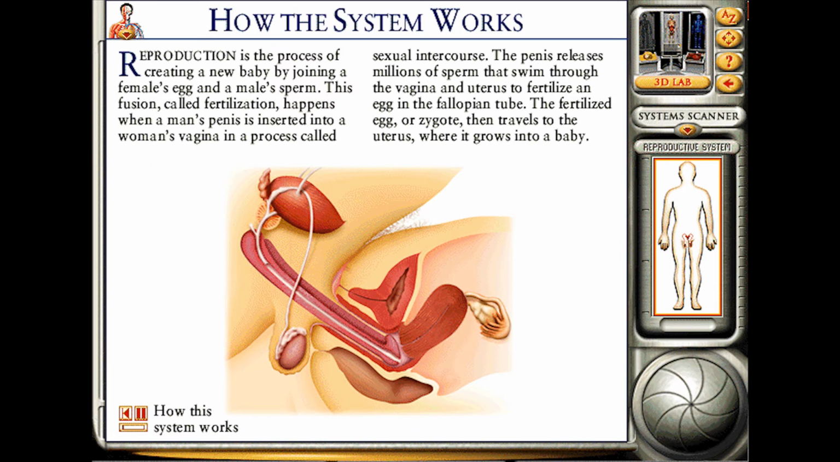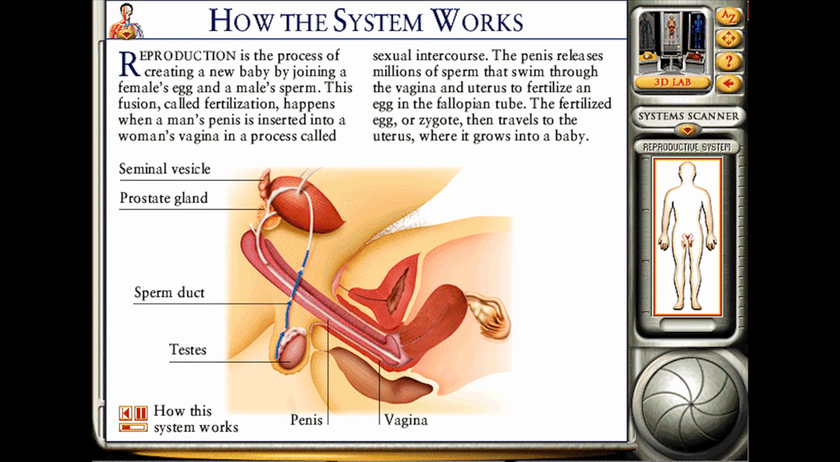Reproduction begins with sexual intercourse as a man's penis enters a woman's vagina. Next, muscular contractions push sperm from the testes along the sperm duct to the seminal vesicles and prostate gland. Here, the sperm are mixed with a fluid that is full of nutrients and chemicals to produce semen. This passes along the urethra and out of the penis into the woman's vagina.